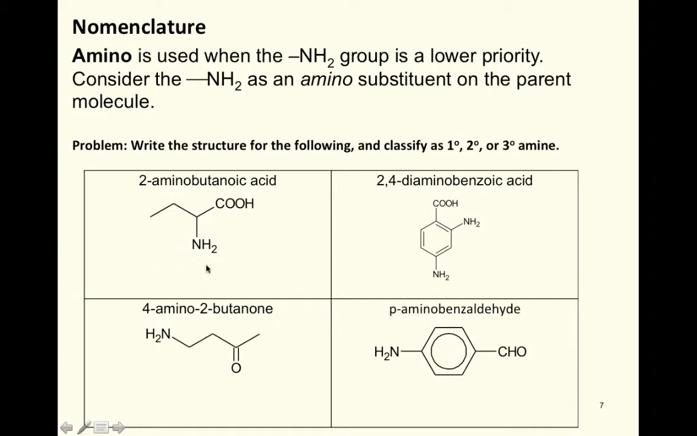Classifying the structures. This nitrogen has 1 R group. It's a primary amine. Here we have 2 nitrogens, and they're both primary amines. 4-amino-2-butanone, that's also a primary amine. And para-aminobenzaldehyde, that's also a primary amine.